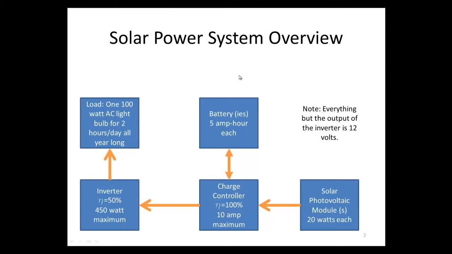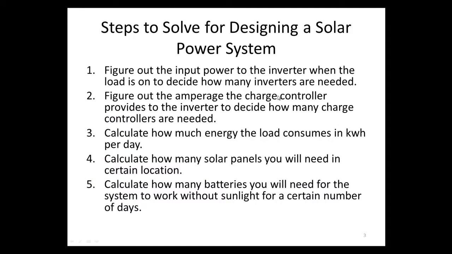So how do we choose how many of these components we need? We want to start with all the steps to solve for designing a solar power system. We start with how many inverters we need. That's step 1. Then we figure out how many charge controllers are needed for step 2. We calculate how much the load uses per day. Then we can calculate in steps 4 and 5 how many solar panels and batteries we'll need.